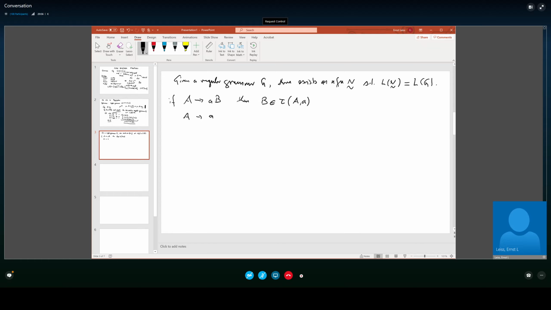There may be, of course, A goes to aC, in which case you would have C in that, and so on and so forth. And in that case, if A goes to a, then we have a new state that is in tau of A and a, and this square state is the only accepting state.